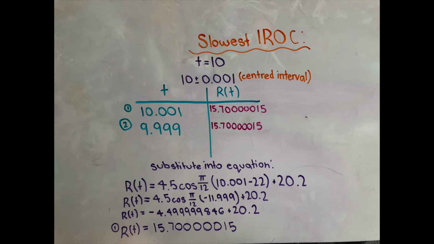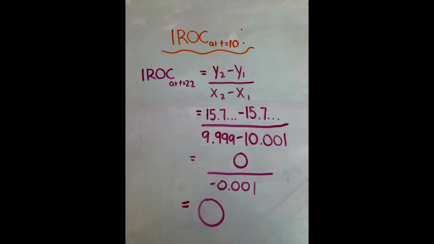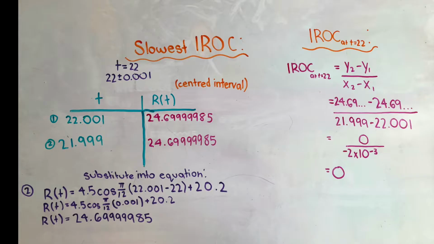Now that you have these 2 points, you can go ahead and substitute them into your slope formula, which is y2 minus y1 divided by x2 minus x1. You will get 15.7 minus 15.7 divided by 9.999 minus 10.001. Since your two y values are the same, you get 0 divided by a number. If you have 0 on top, your answer will always be 0. Therefore, the instantaneous rate of change will be 0.